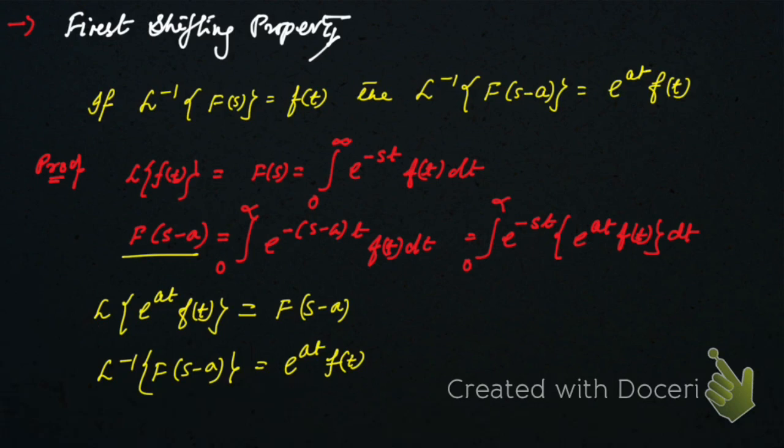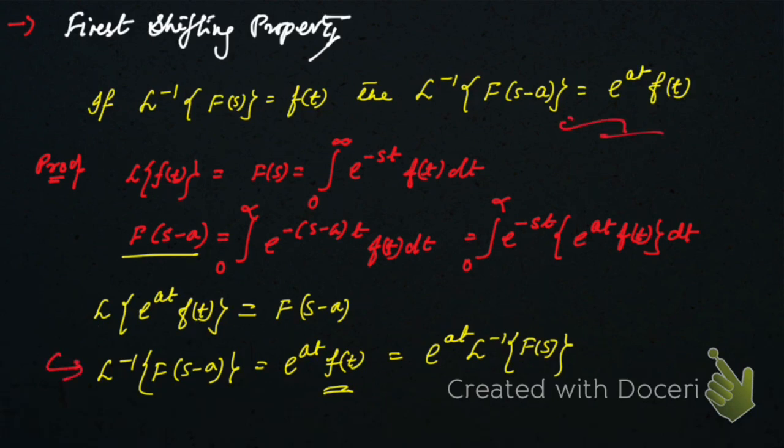And f of t is nothing but, we can write this one as well like this. f of t is nothing but inverse Laplace transformation of f of s, right? So we can write that way as well. So hope you have understood this result. So this is the proof of this property.